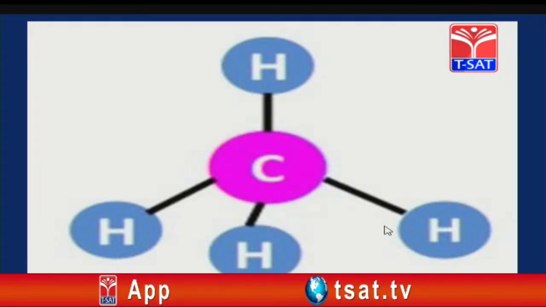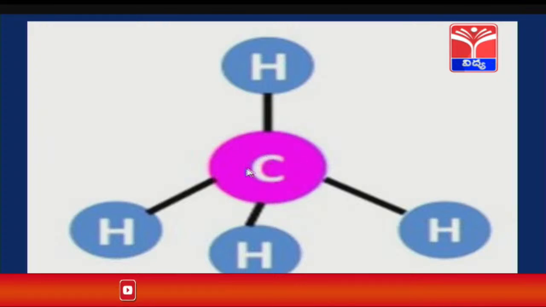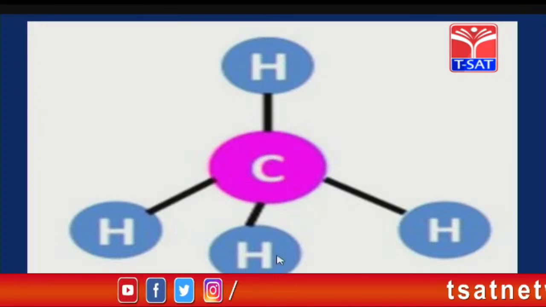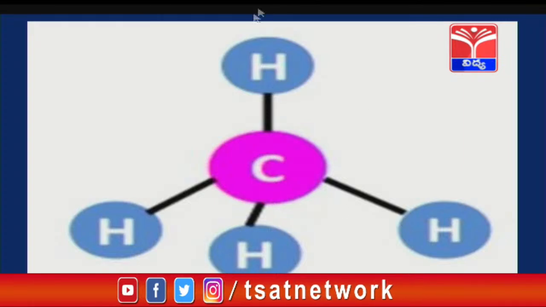We will be learning in the next theory. So, in this picture you can see 1 carbon is forming 4 single covalent bonds with 4 hydrogen atoms.